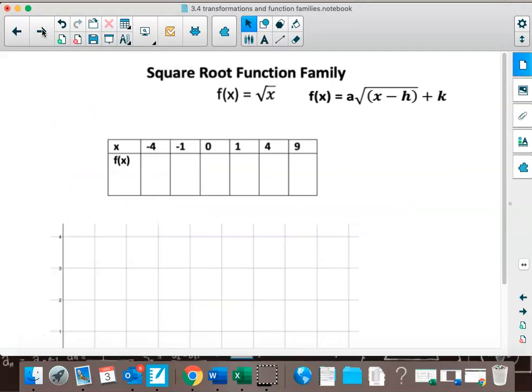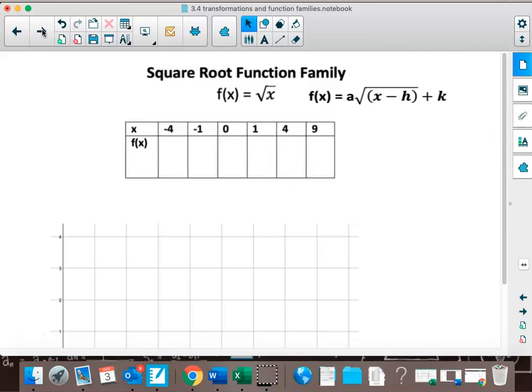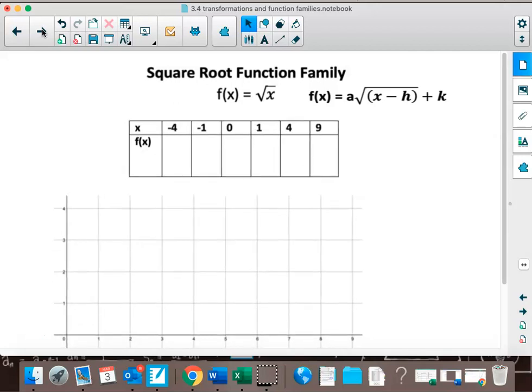Square roots. I'd like you to take a minute and fill out this table for y equals the square root of x.